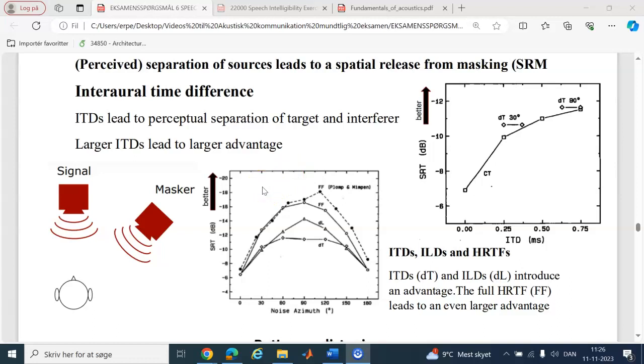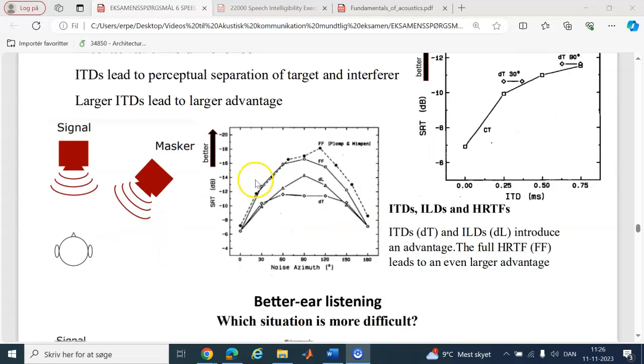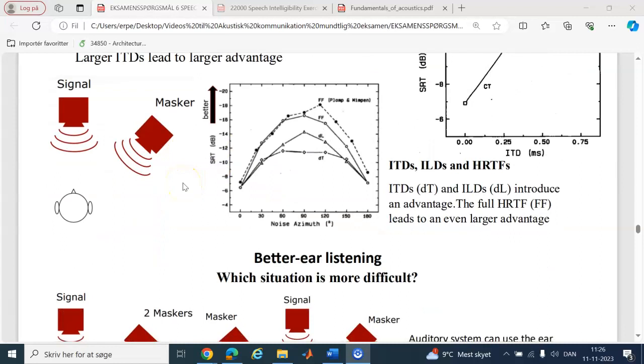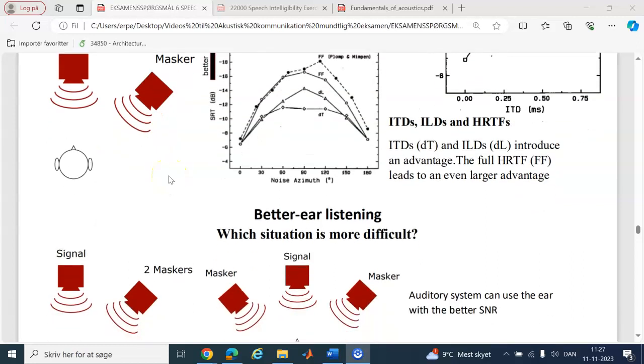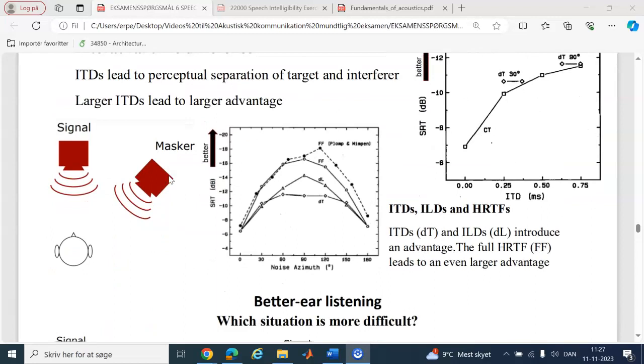And of course, when the noise azimuth is 90 degrees, it's easier to hear the difference between the right and left ear. At 0 degrees azimuth it is difficult, also at 180. When the masking noise is just in front or just in back of you, it is difficult to hear them separately.